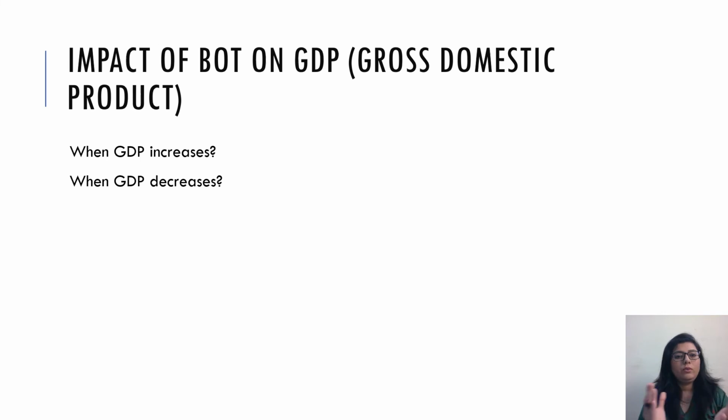Impact of balance of trade on GDP. GDP is gross domestic product. We will check the relationship between balance of trade surplus and deficit with the GDP. We will cover these two questions in this slide. Suppose XYZ country is having a trade surplus. What would happen? Does GDP increase or decrease in that country?